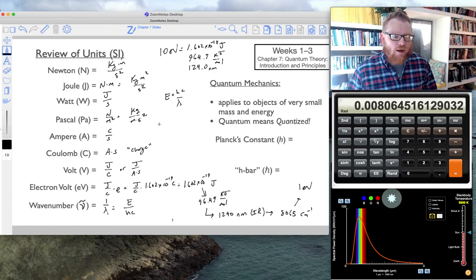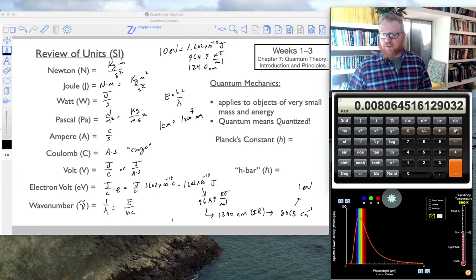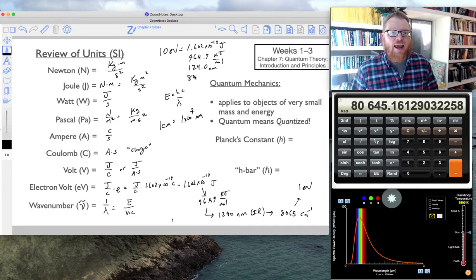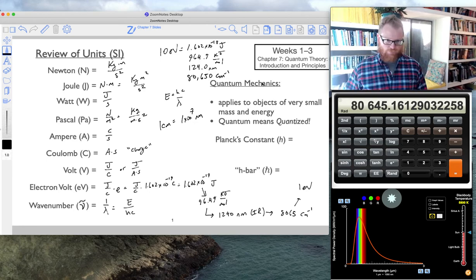Well, in 1 centimeter, there's 1 times 10 to the 7 nanometers. So if I bump this up by a factor of 7, so I'm going to say times 1e to the 7th. Great. And I get exactly what you might have expected. I get 80,650 wave number. So being able to quickly scale your way through all of these units will be very useful. So that's a review of units.